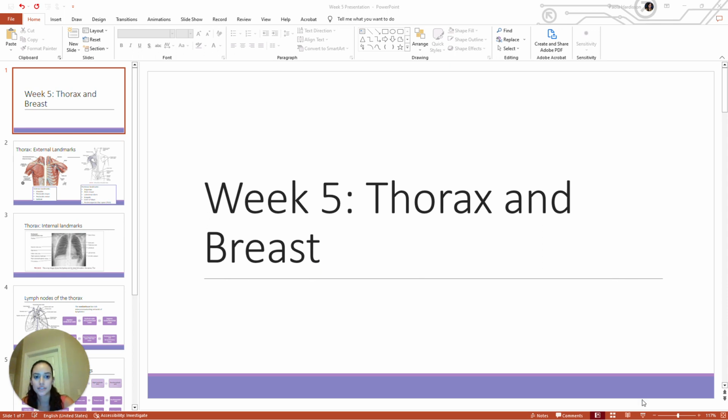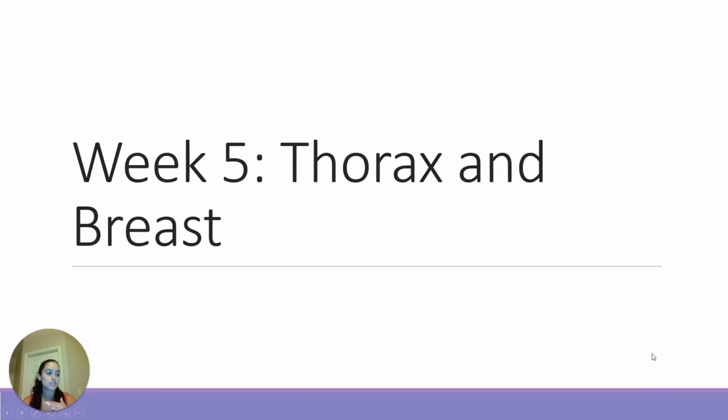We're going to be diving into the thorax and the breast. So moving down in the body, we started with the head, then we went to the neck, now we're going to go to the thorax. The thorax itself actually starts from your clavicle and it goes all the way down to your last rib. And obviously the breast is a part of the thorax.